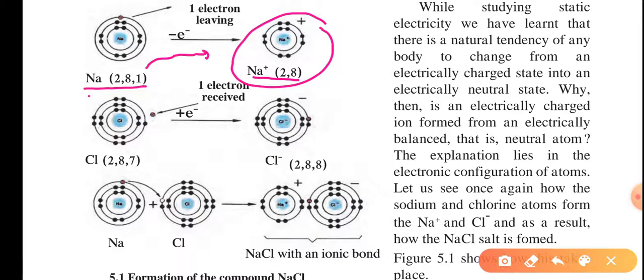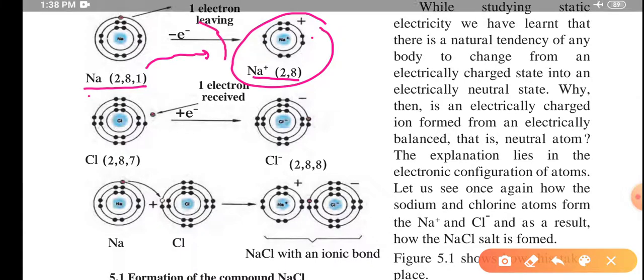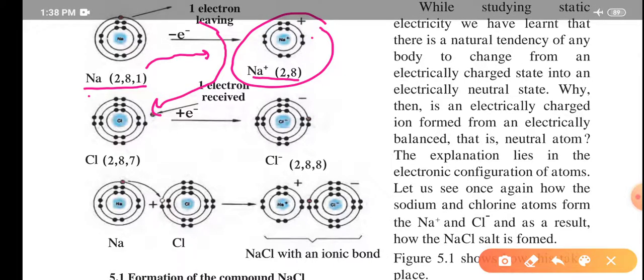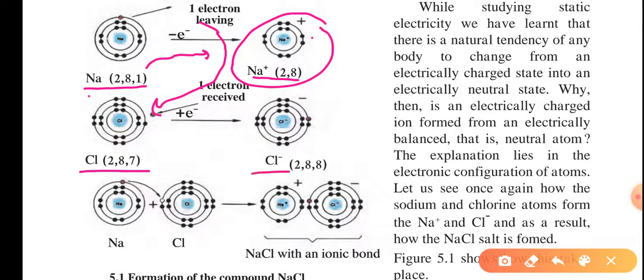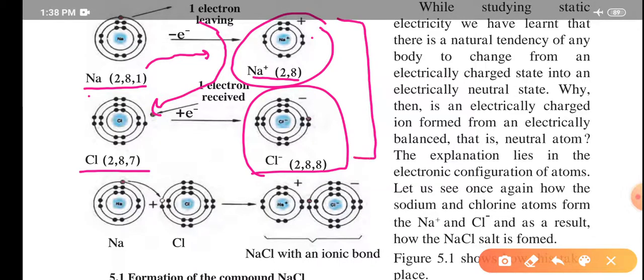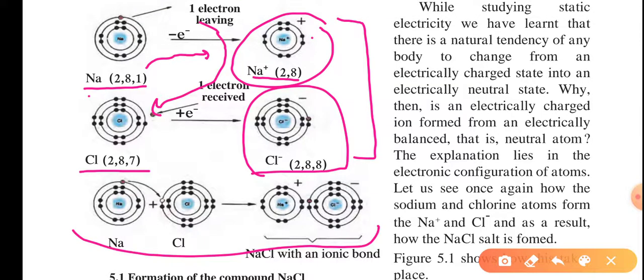Now chlorine, after accepting this one electron from here, has a new configuration of 2, 8, 8, and it is a negative radical. By combining all these steps, we get this, and the bond formed here is called an ionic bond. And for your information, the ionic bond is much stronger than any other type of bond present in any compound.